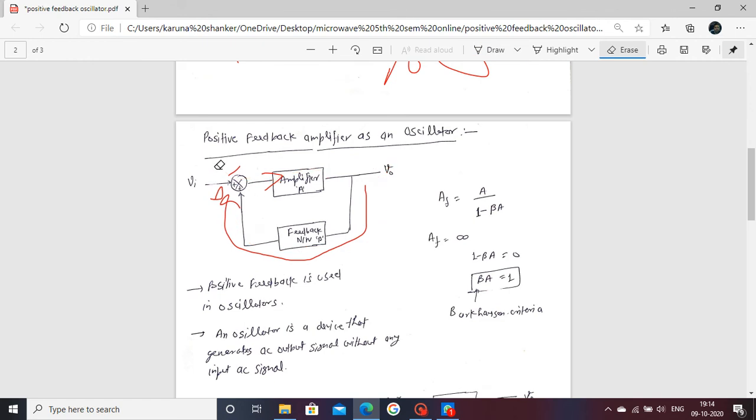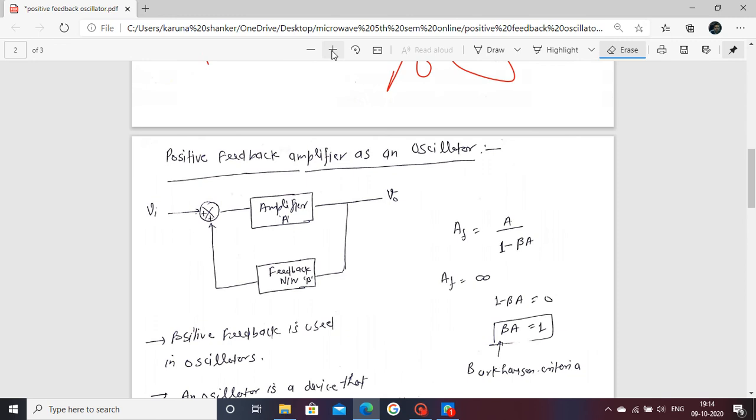Next topic is the positive feedback amplifier as an oscillator. We already saw the difference between positive feedback and negative feedback. In positive feedback, this summer has a positive sign and this is also positive, which means the feedback is added here. That is called positive feedback. Now positive feedback works as an oscillator. This is your amplifier, whose internal gain is capital A, and this is a feedback network with feedback factor beta.